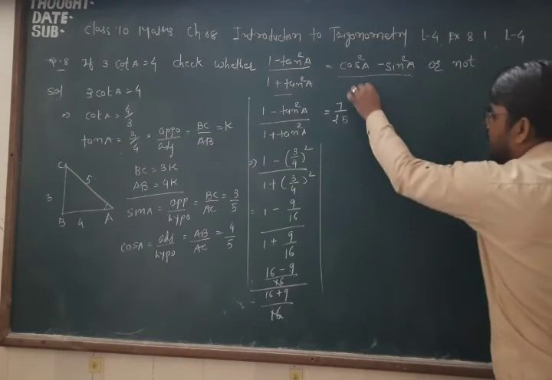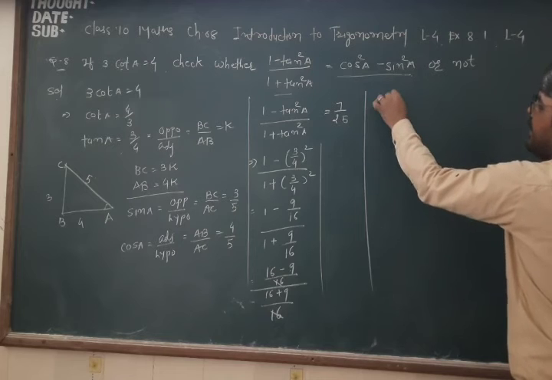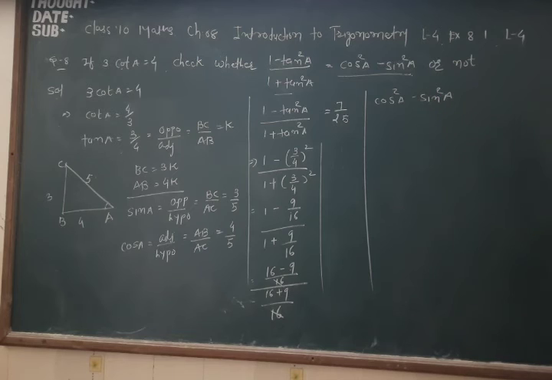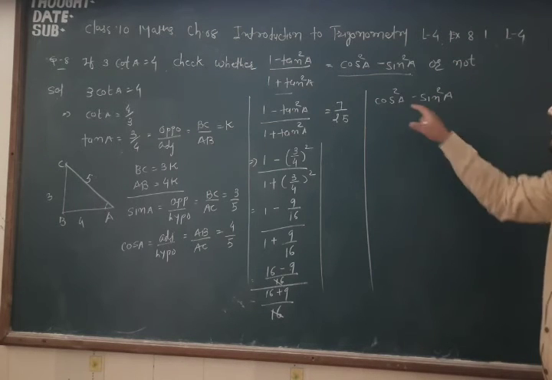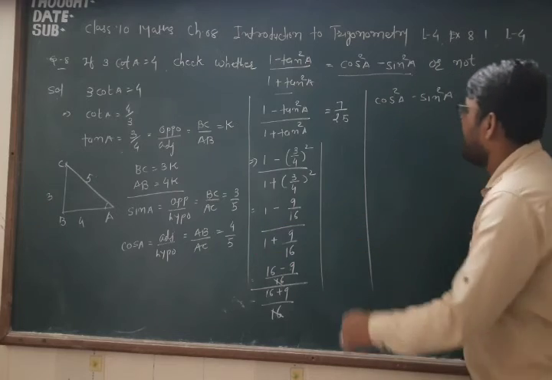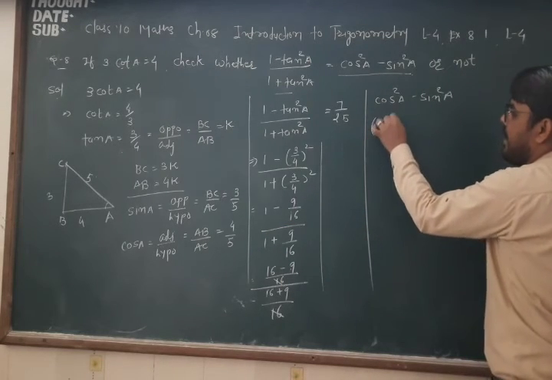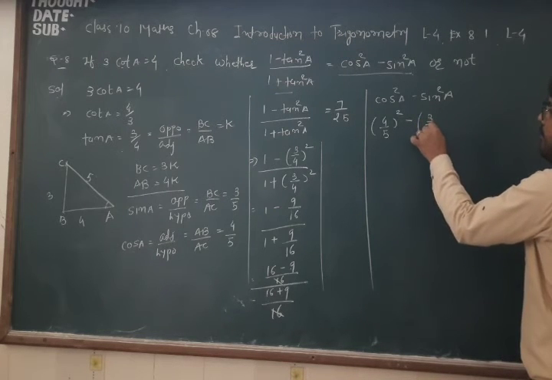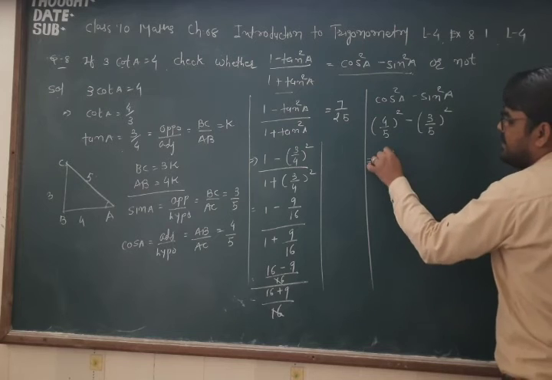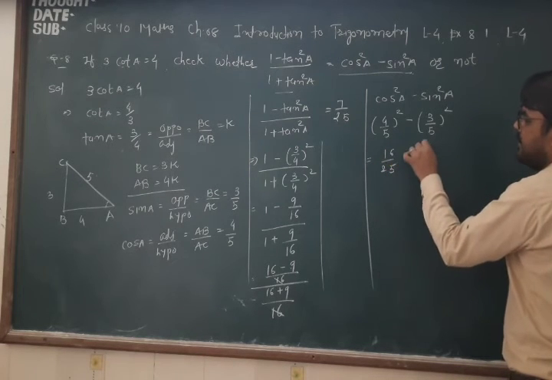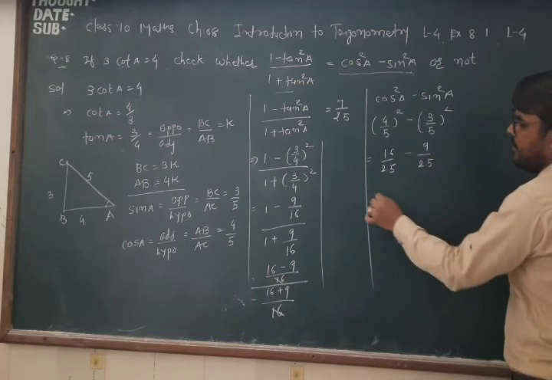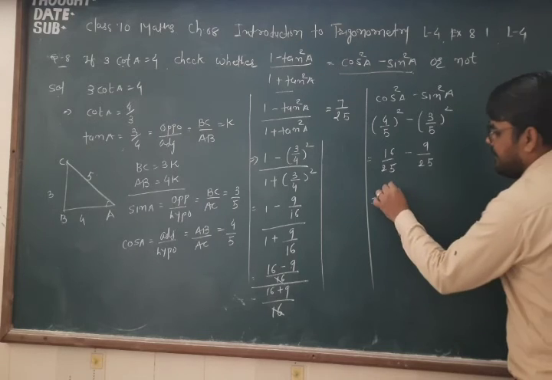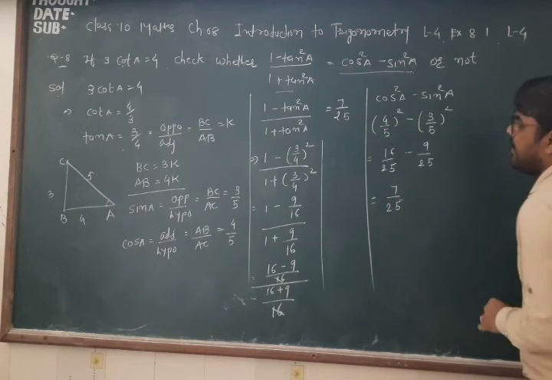Okay, now on this side, cos square A minus sin square A, let's check whether its answer is also the same 7/25 or not. Let's see, what is cos A? 4/5. So the square of 4/5 minus the square of sin A, 3/5. So that will be 16/25 minus 9/25. Okay, 16 minus 9, that will be 7, and so 7/25.